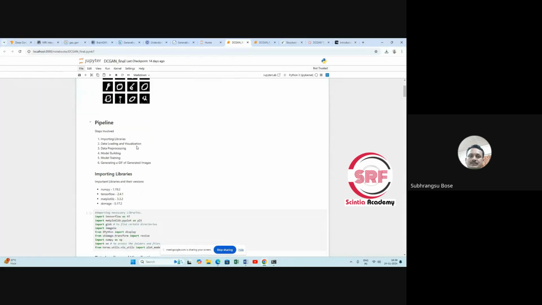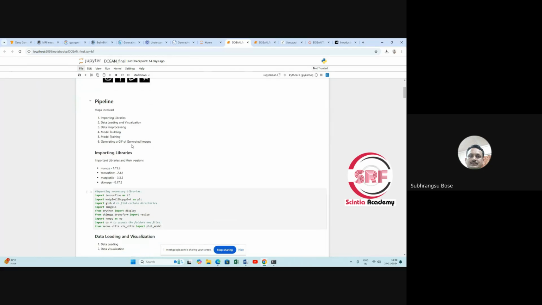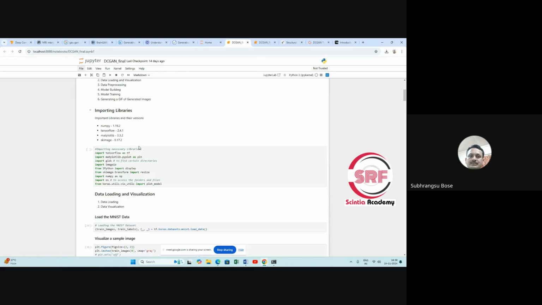Data loading and visualization. How to visualize? It should be seen. Then data pre-processing, then model building, then model training. Model training means generator training and discriminator training. And then generating a GIF of the newly generated images. These are the 6 steps.